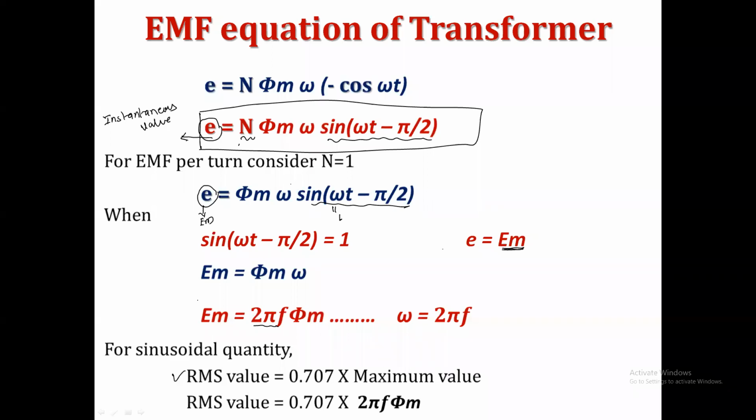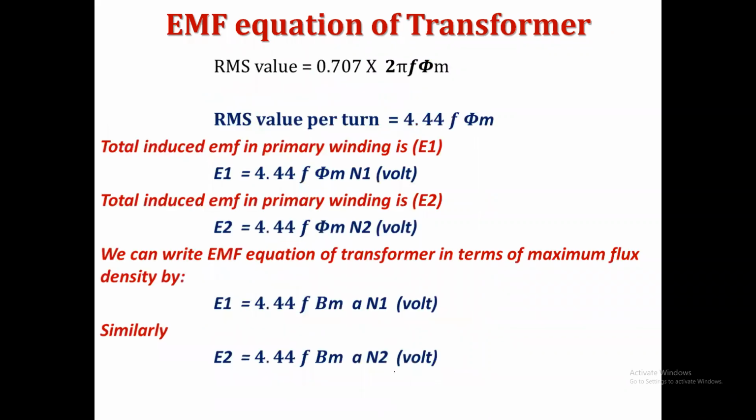So now this is the maximum value of induced EMF. When I want to calculate its RMS value, it is equal to 0.707 into 2 pi f phi m. Let me calculate its RMS value. RMS value is equal to 0.707 into 2 pi f phi m, and when you do the calculation 0.707 into 2 pi, you will get 4.44, and phi m is as it is.